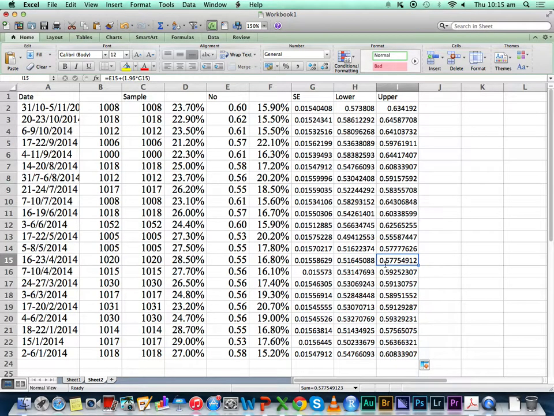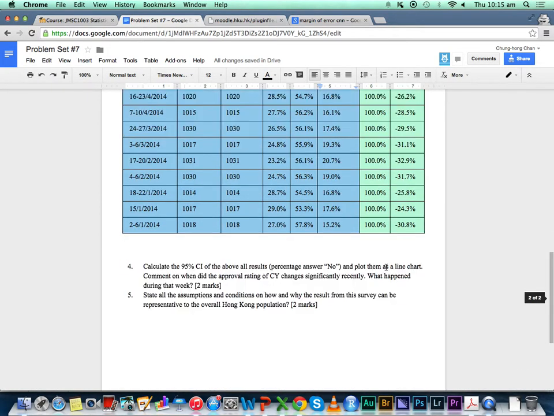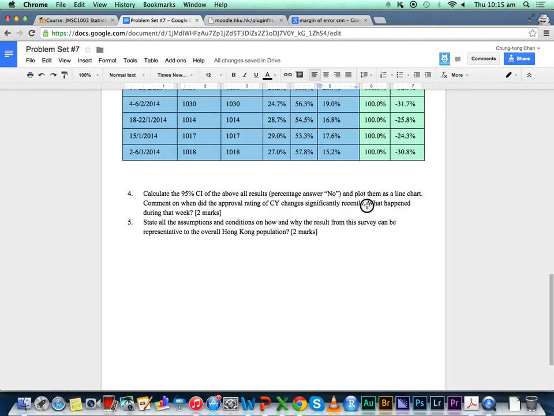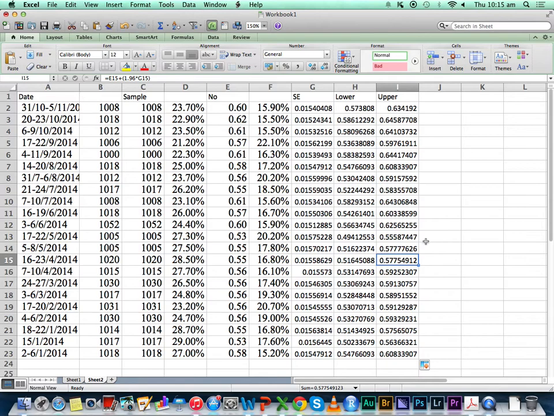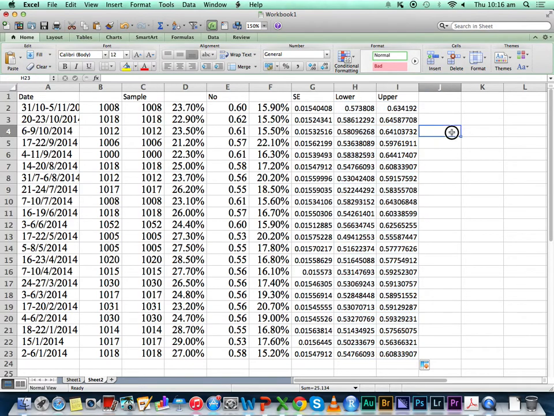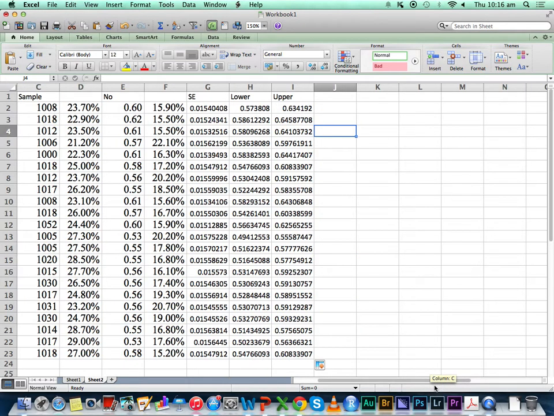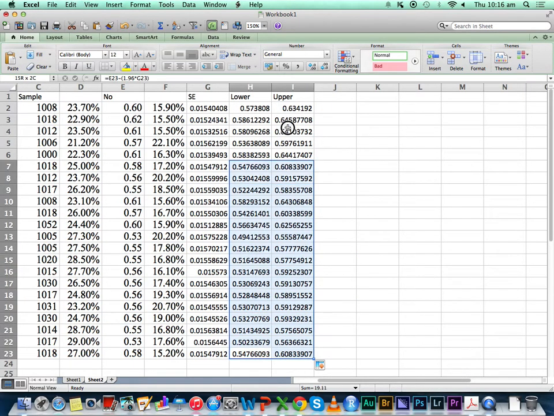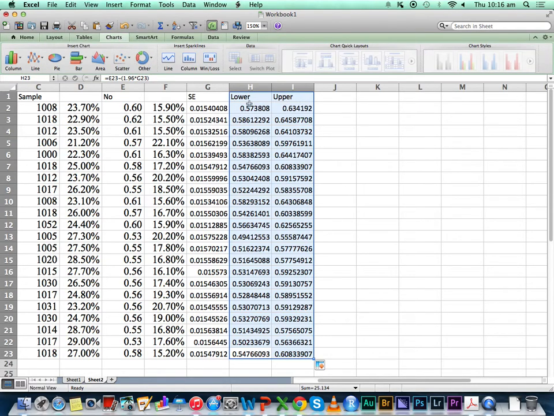In the second part of this question, it asks you to plot the confidence intervals as a line chart. And what you need to do actually is just plot these two columns as a line chart. Highlight the lower and the upper, and then click this one.